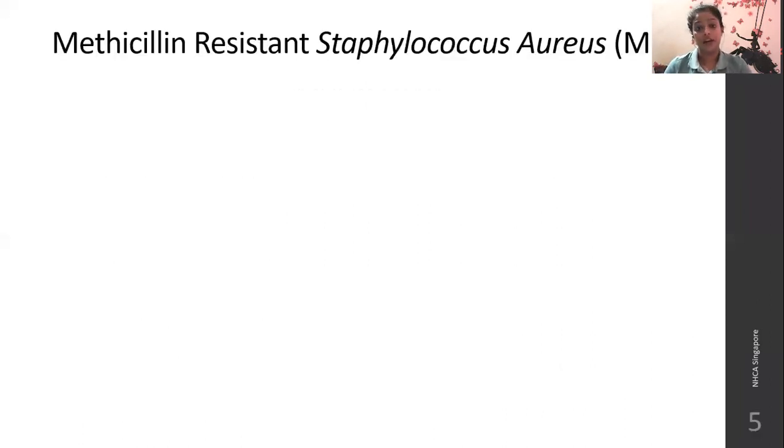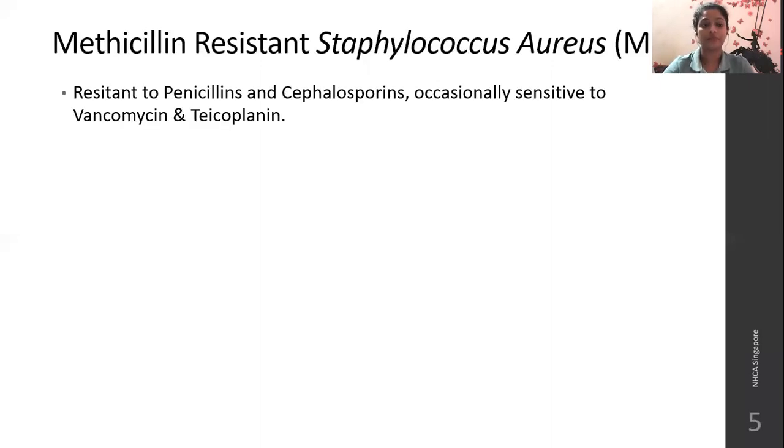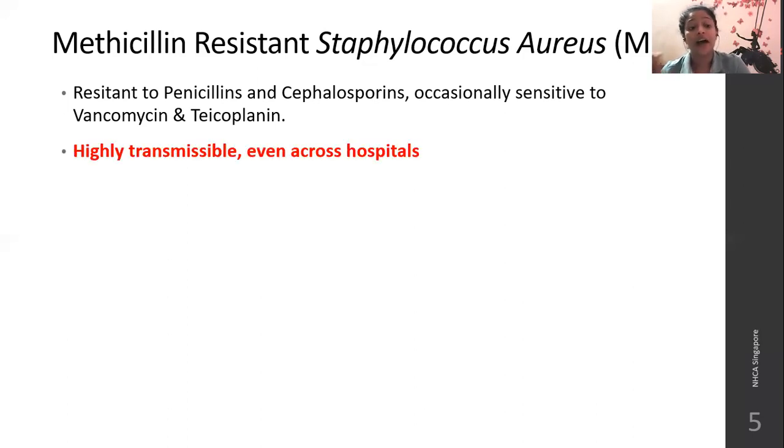Methicillin resistant Staphylococcus aureus, MRSA. MRSA strains are resistant to any kind of penicillin or methicillin, and they are sensitive only to vancomycin and teicoplanin. And these are highly transmissible diseases. Even across hospitals, they can be transmitted.